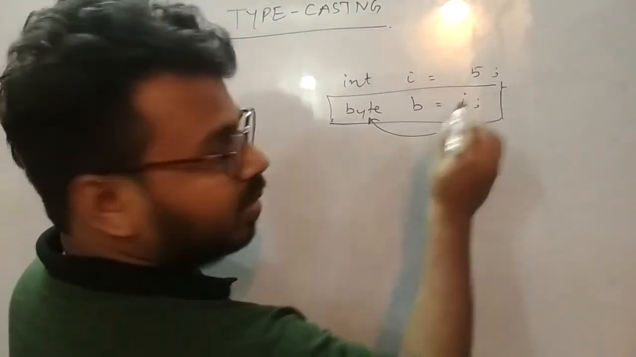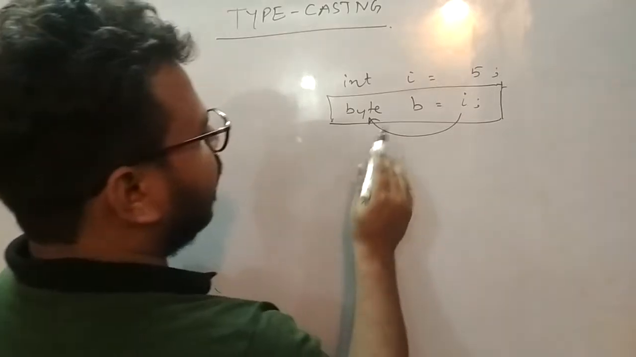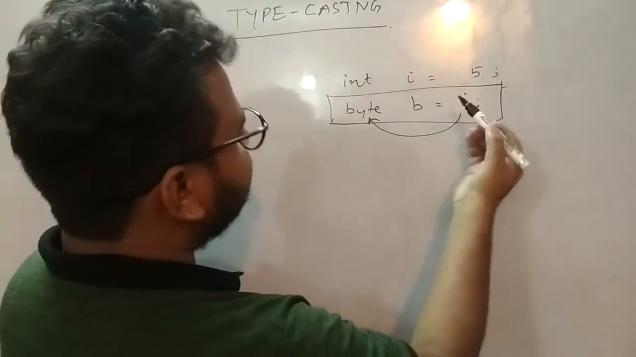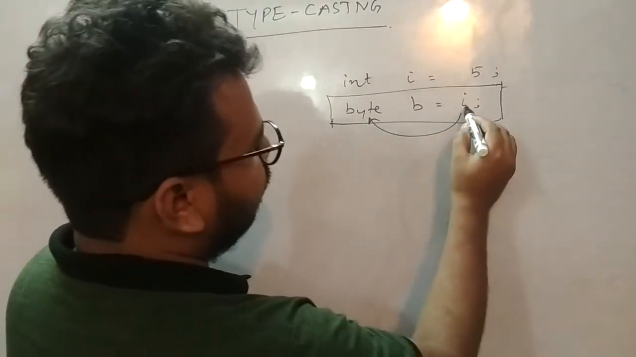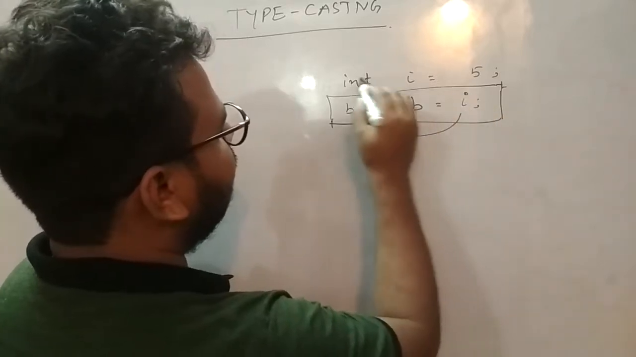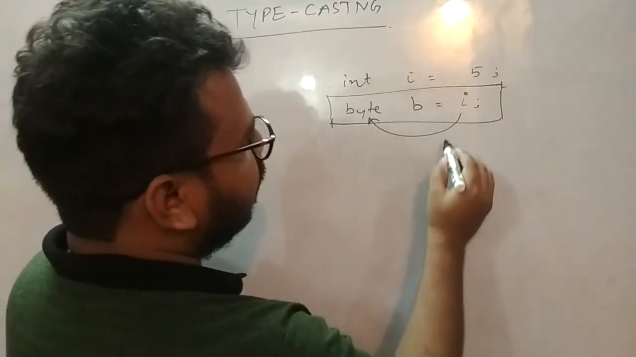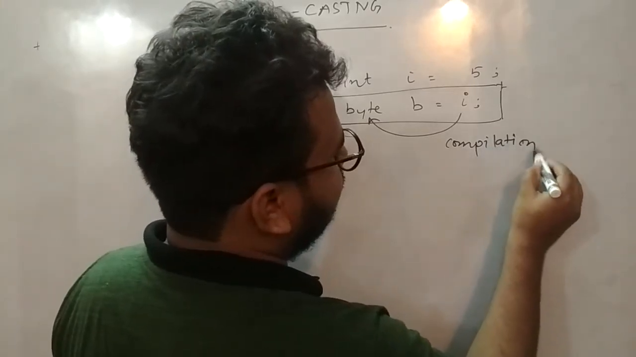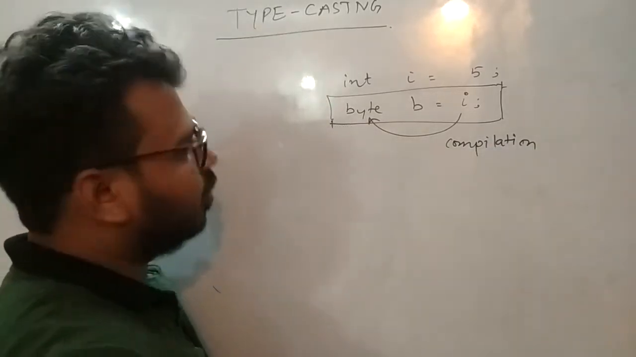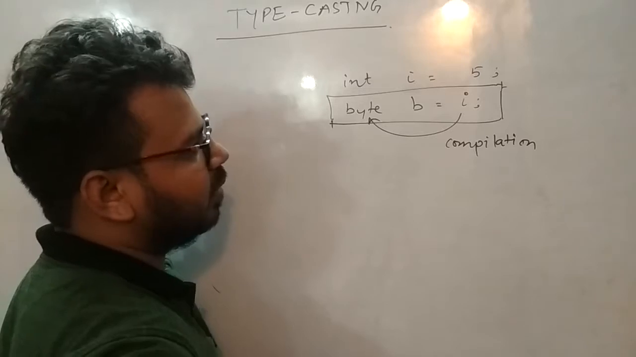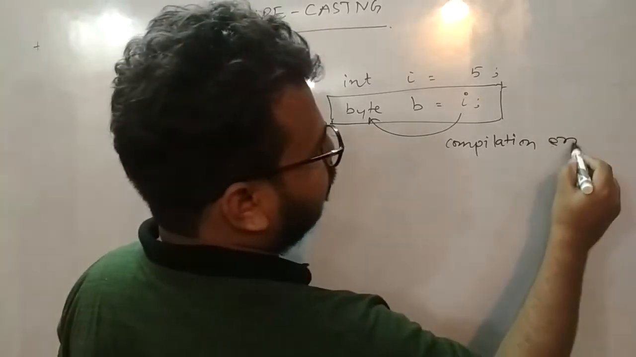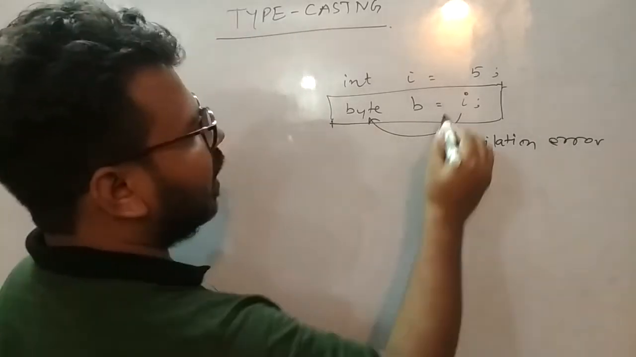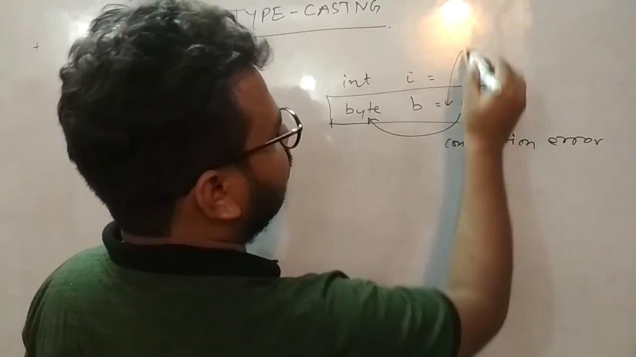We will see this example working in the computer also, but here what will happen? We cannot convert an int directly into byte. It will give a compilation error saying that int cannot be cast into byte. So here we have to use the casting.